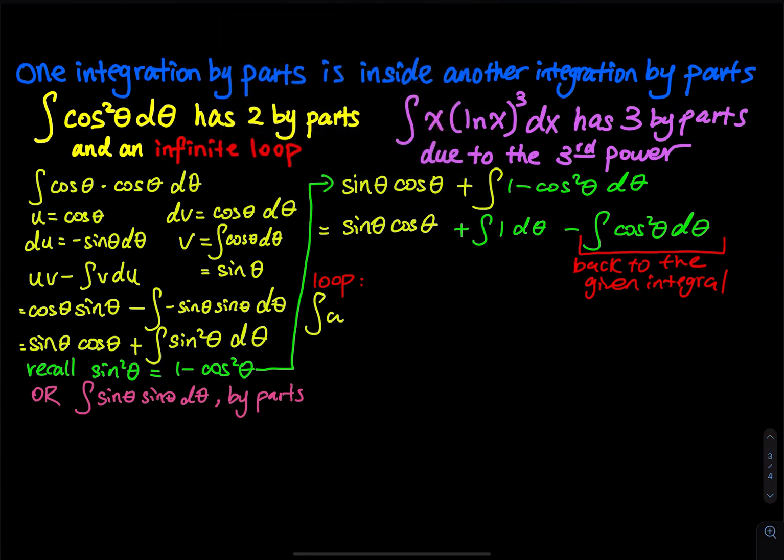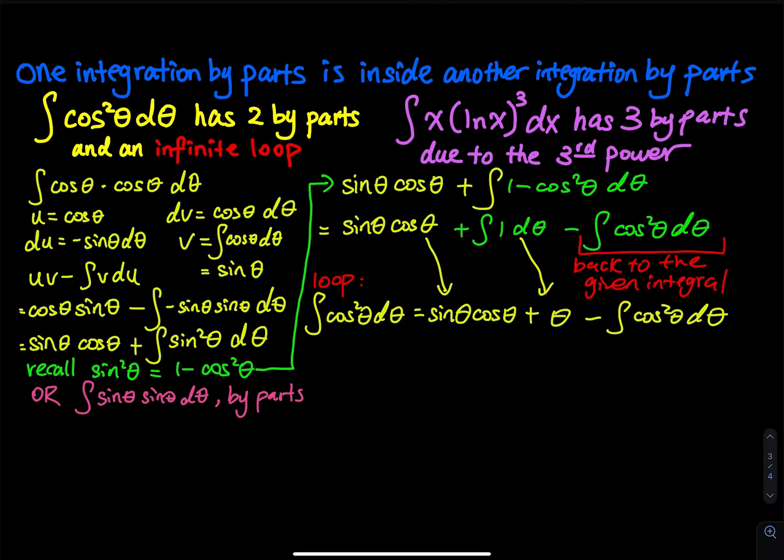So we have the integral of cosine squared d theta. This is what I gave you. So you say that equals what I have right over here: sine of theta times cosine of theta, plus that one gives you a theta, right? And then you minus the integral of cosine squared theta d theta. Do you see that you have this minus itself?